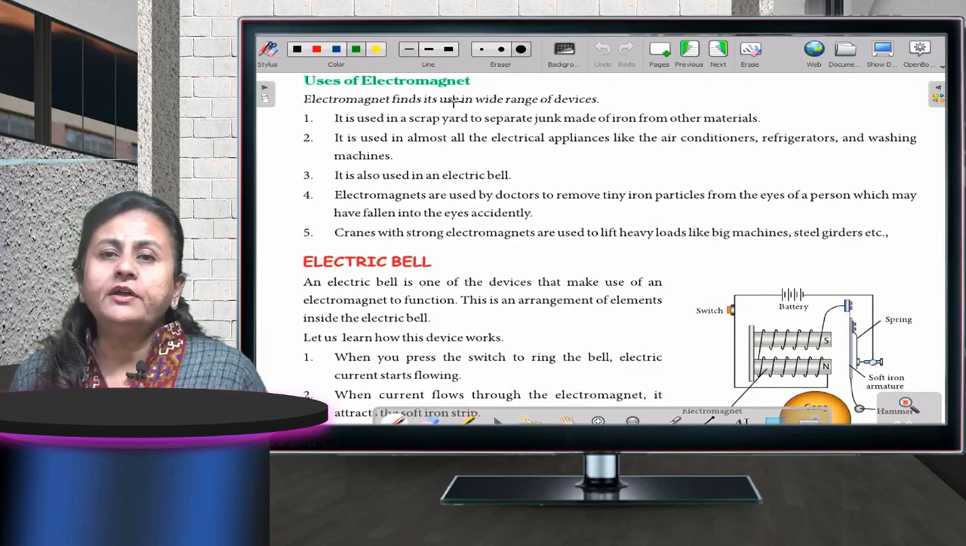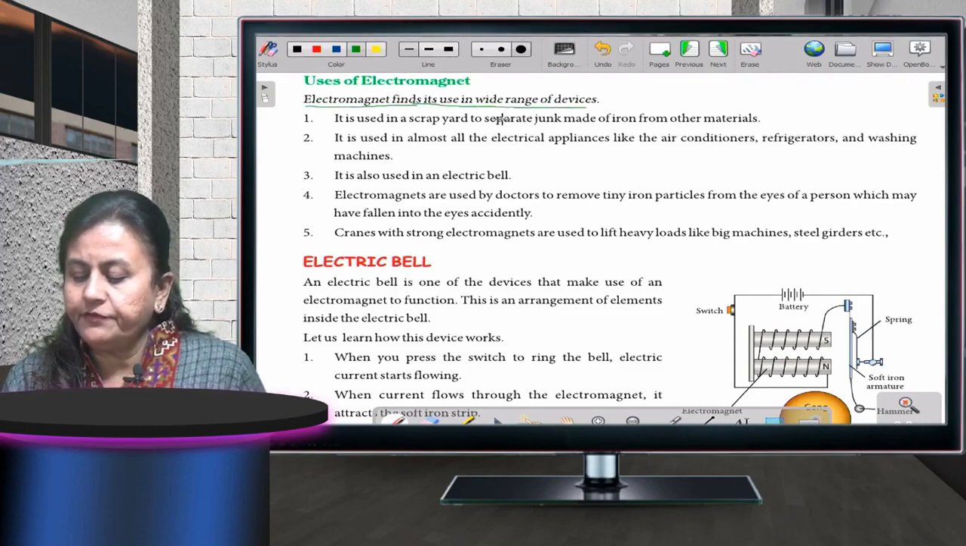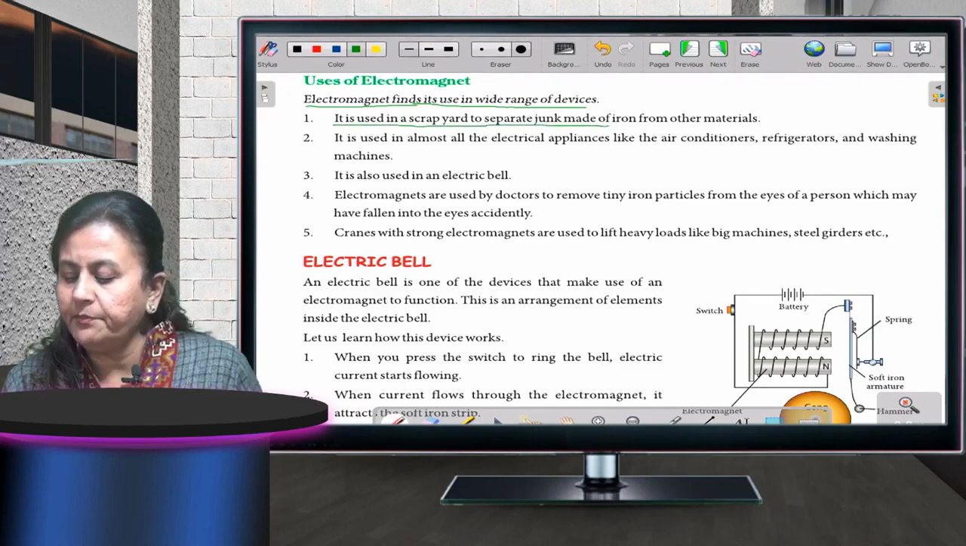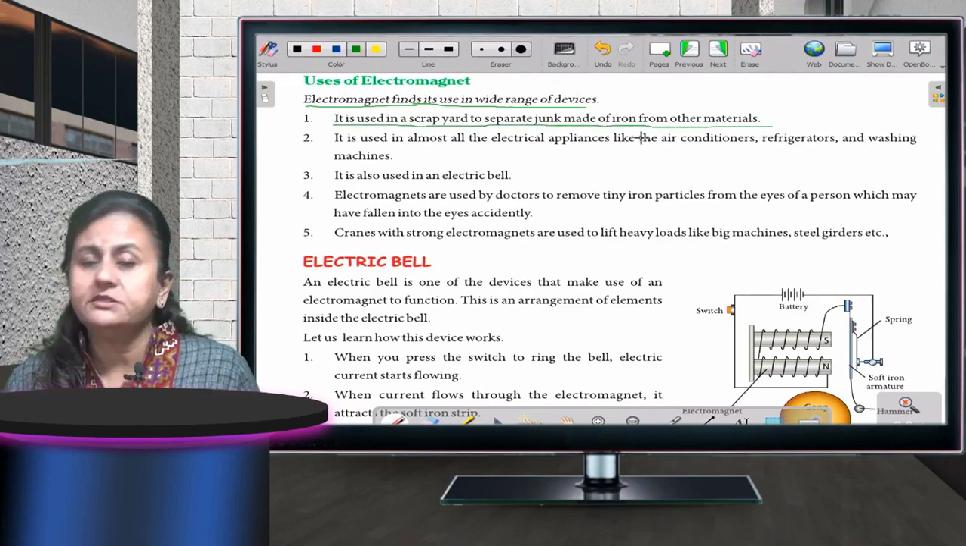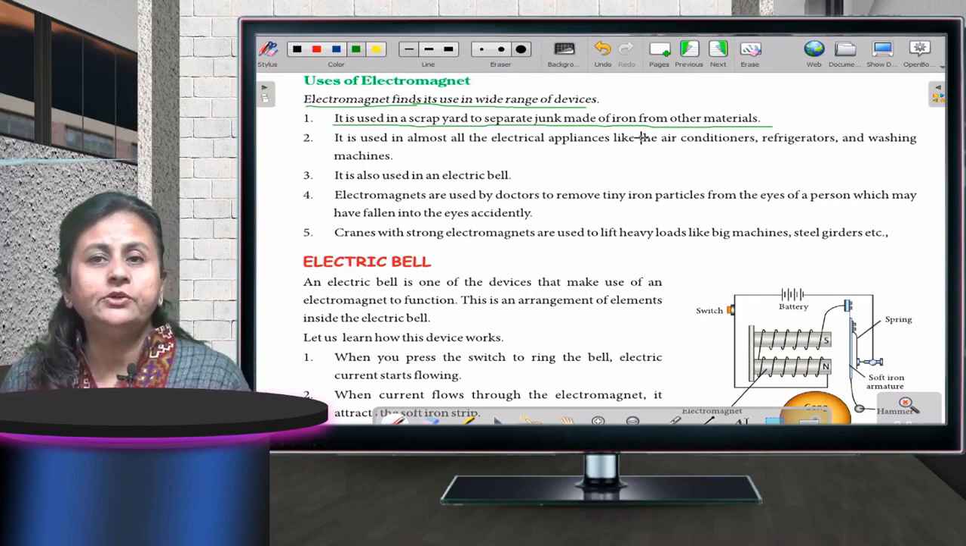Okay. Uses of electromagnets. It finds its use in a wide range of devices. First, it is used in a scrap yard to separate junk made of iron from other materials. What is a scrap yard? It is where we dump all our scrap. Okay, it is mainly used over there.